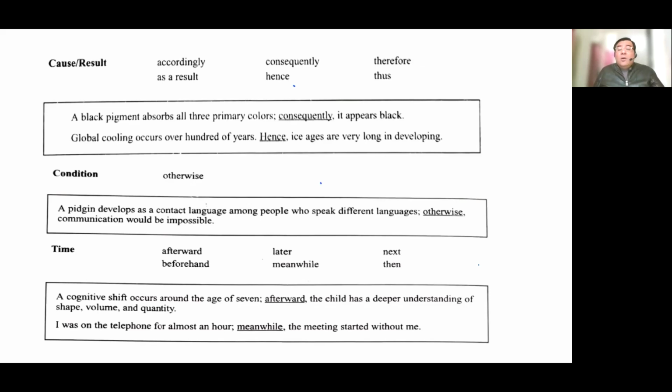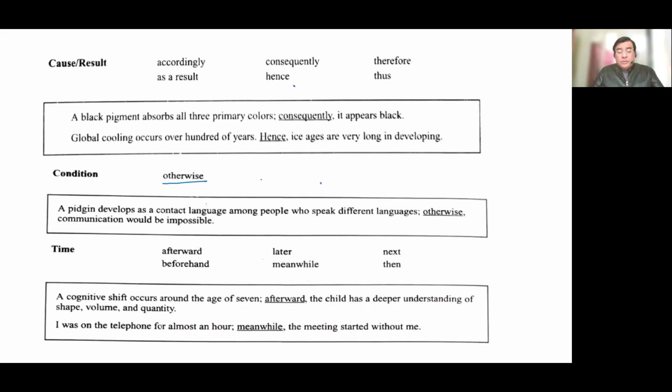And you can also use otherwise to express condition, right? For example, a pidgin develops as a contact language among people who speak different languages. Otherwise, communication would be impossible. And there is a group of conjunctive adverbs of time.